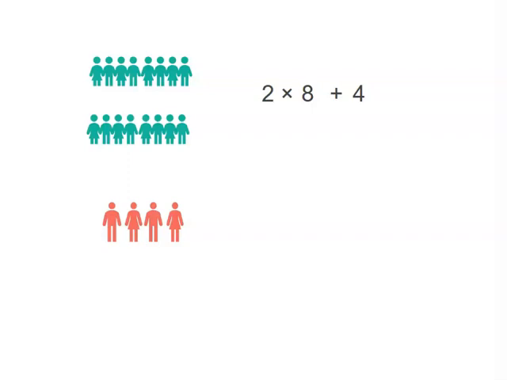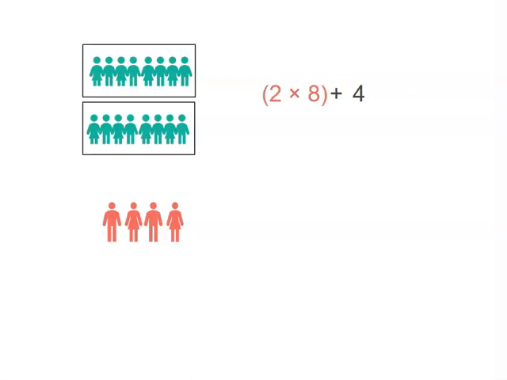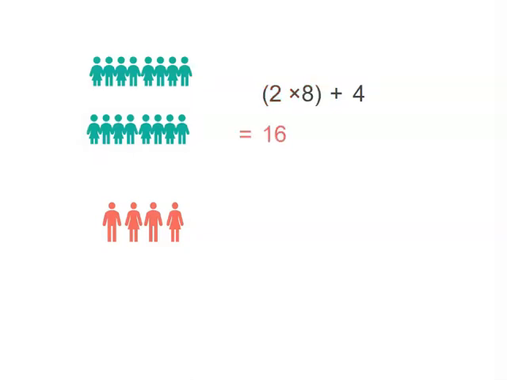So what we could do, and you'll see we've put a group around there, the children, is we can use brackets around our group, 2 multiplied by 8, because that tells us we're going to work that out first and then add 4 more. 2 multiplied by 8 equals 16, and 4 more makes 20. So we've worked out the groups first and then added on the individual attendees.